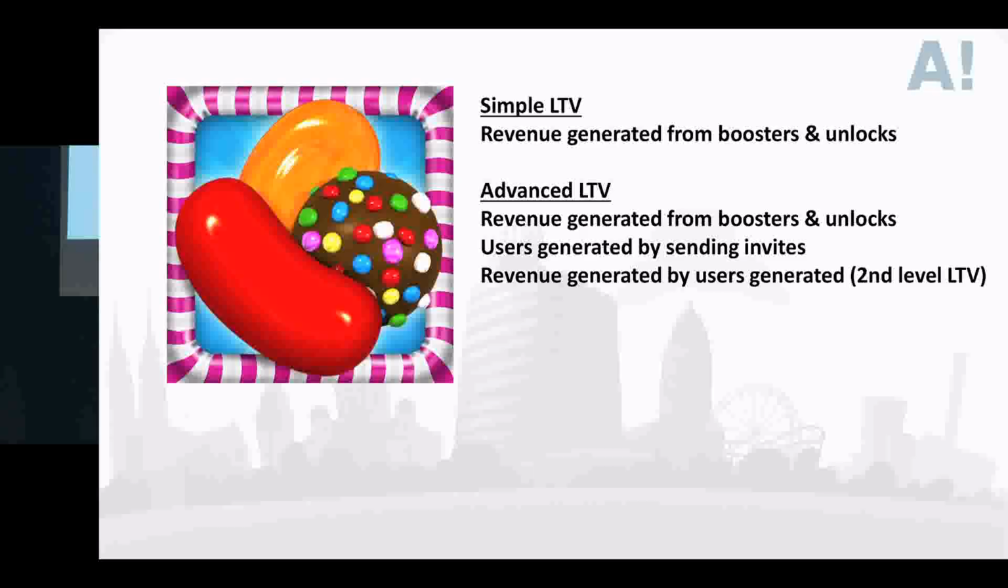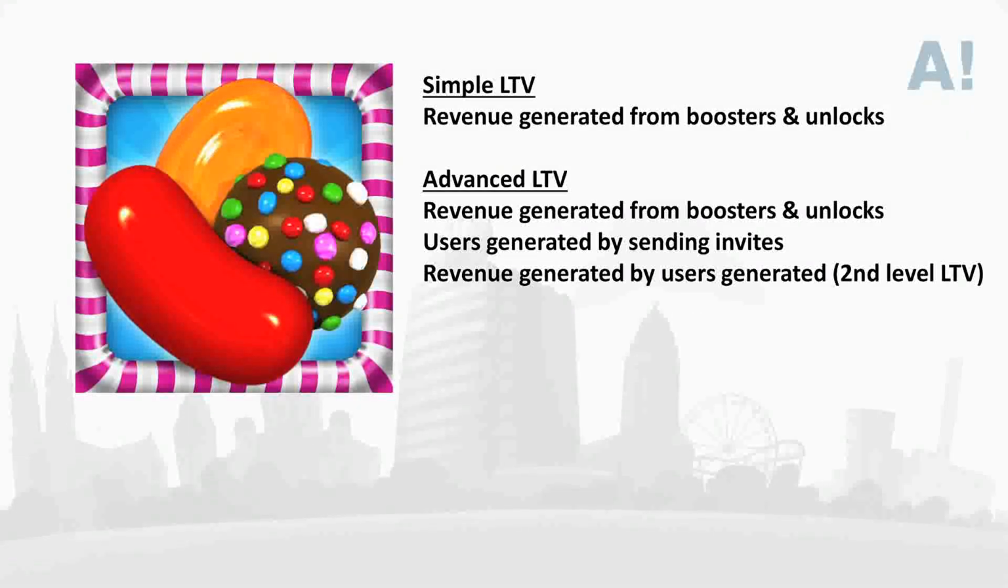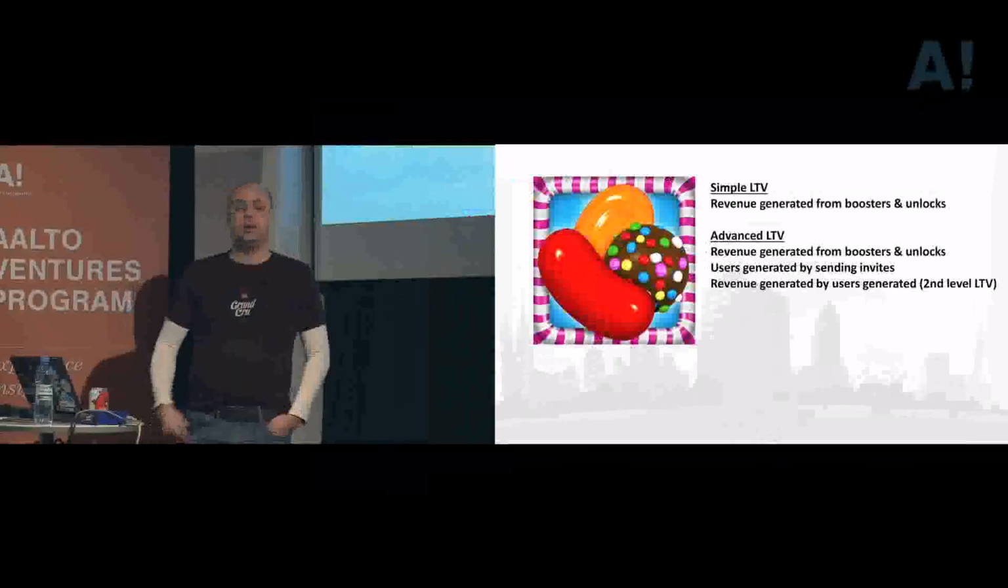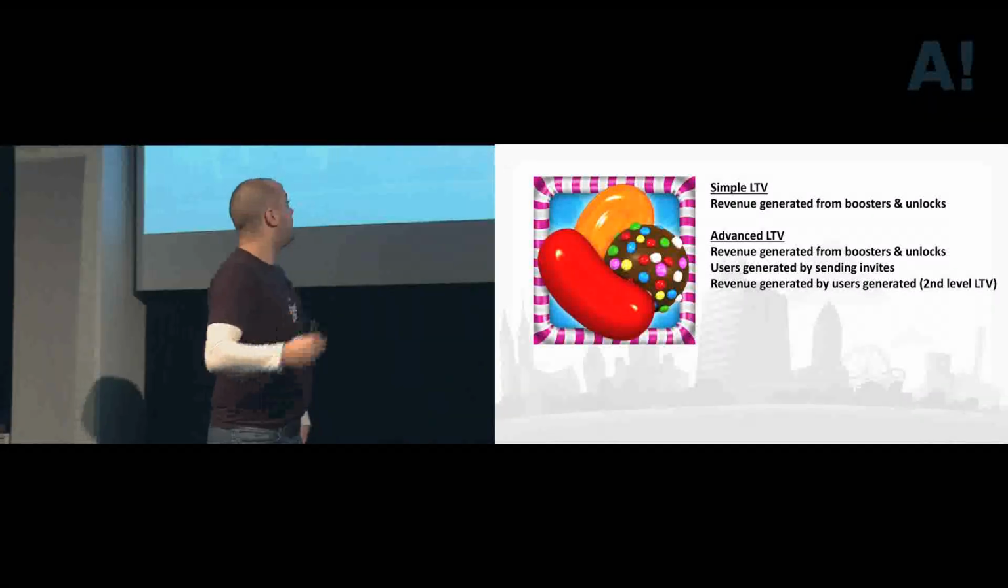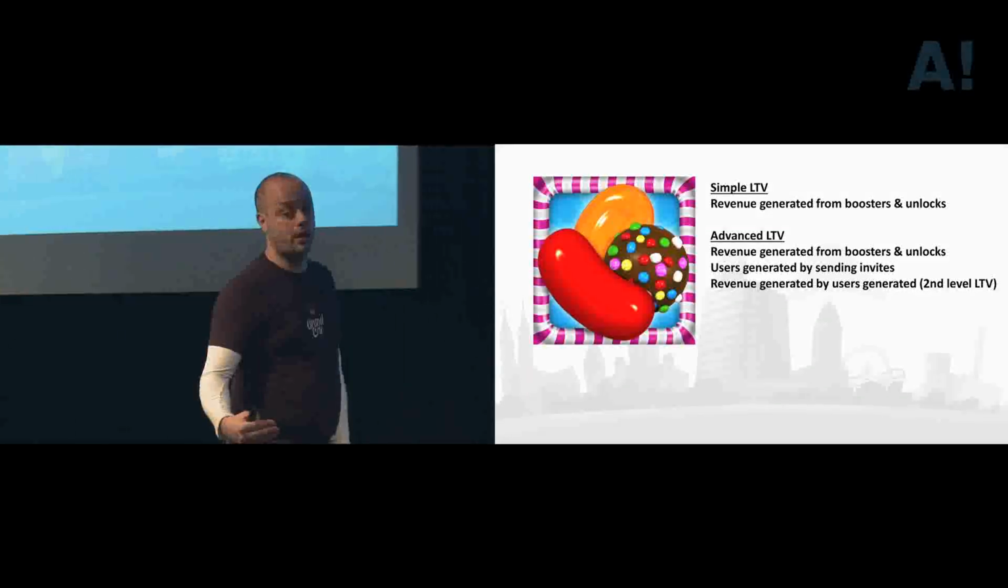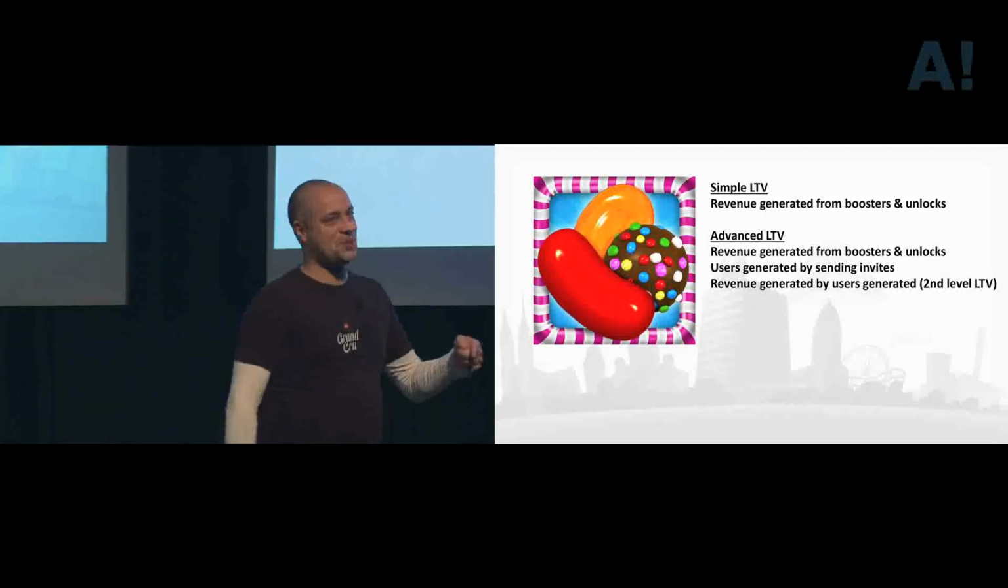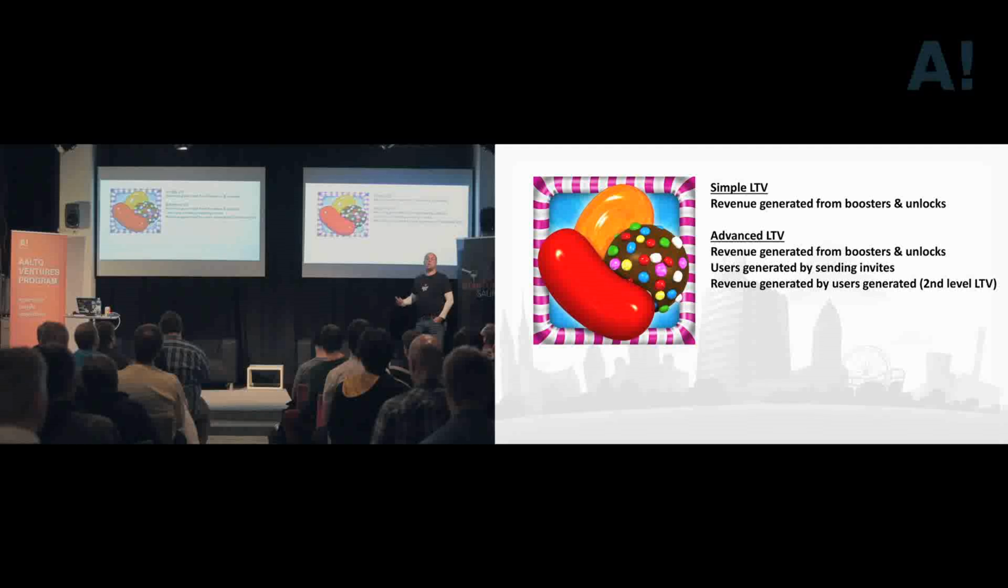So some examples. Like I mentioned before, if you look at Candy Crush, the simple lifetime value is the revenue generated from boosters and unlocks. Simple, basic. You can also differentiate from where it is. Advanced lifetime value is the revenue generated, the other users generated, and the revenue generated by those users. And then you could, in theory, even extend this. You can look at the users generated by the users generated, and so on. You can keep extending this, but at a certain point you're just extending for the sake of extension. So I'm a big fan of not moving beyond the second level. Make sense? Okay, cool.